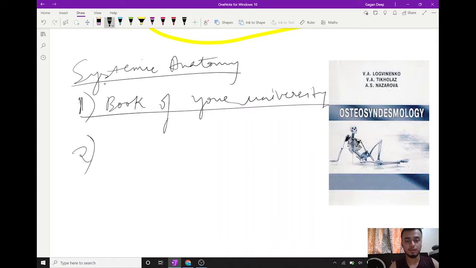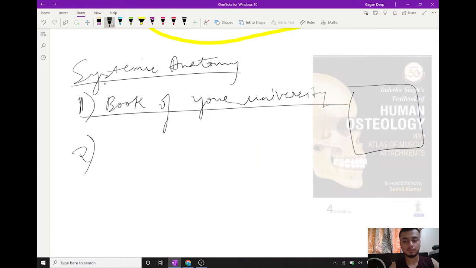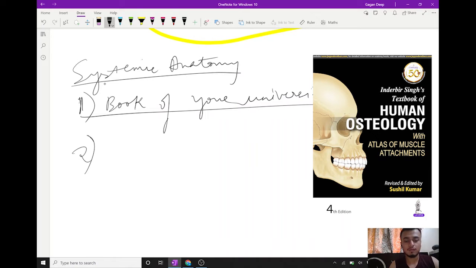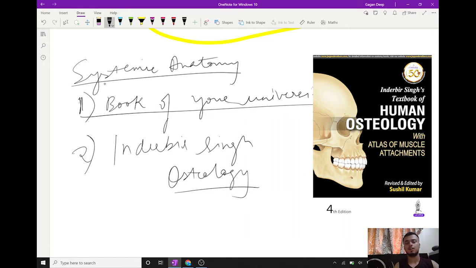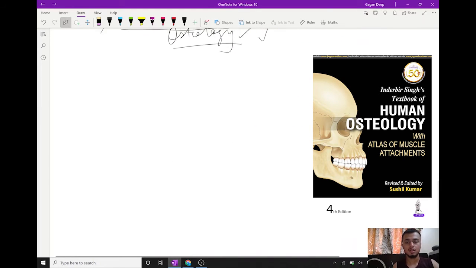Now second, if you want to have a reference book, you can also take Inderbir Singh's Osteology. It is also based on systemic anatomy and it covers osteology as well as syndesmology. So there will be no problem if you are referring to another book to study the systemic anatomy.